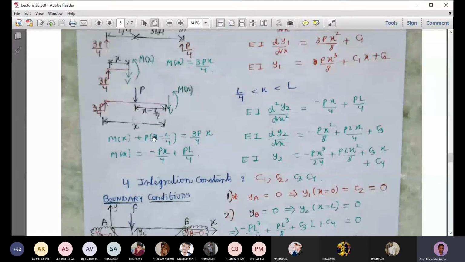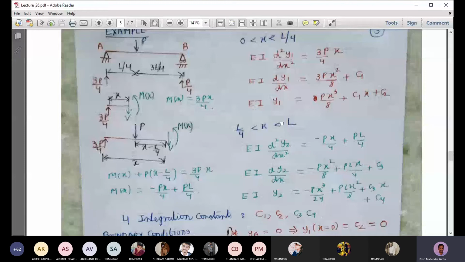Sorry, minus Px plus 3P by 4x. So it will be minus Px by 4, and PL by 4 minus PL by 4 will become PL by 4. So this is the bending moment when x lies between L by 4 and L. So for this part A to C we'll have deflection y1, and from C to B we'll have deflection y2.